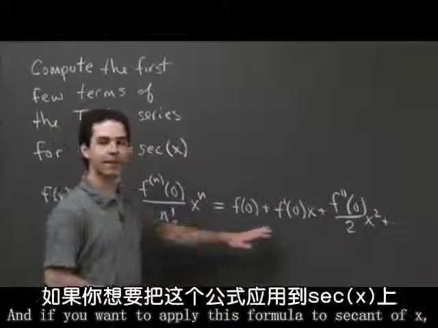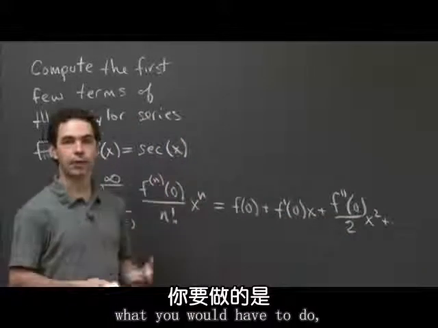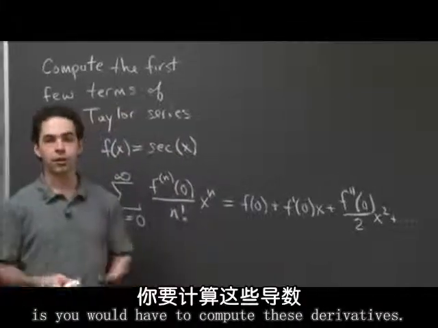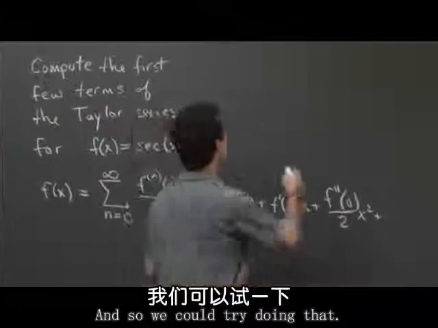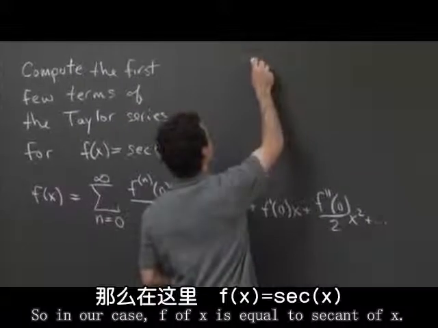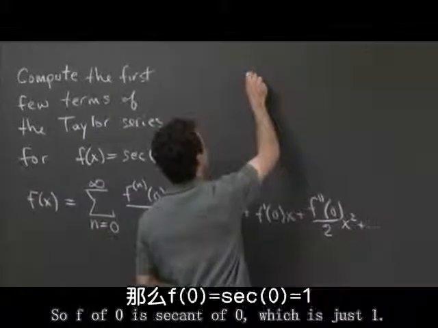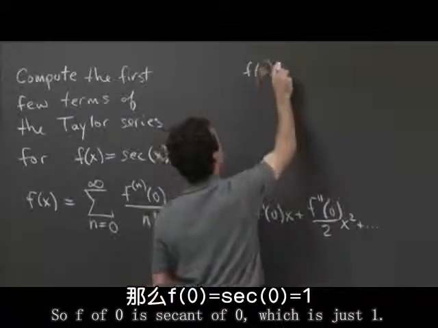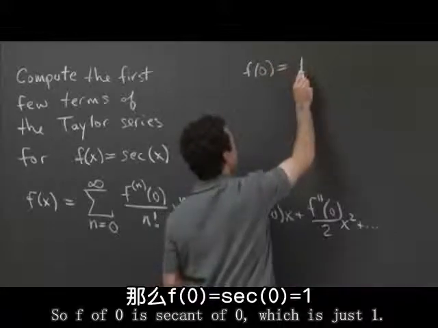And if you wanted to apply this formula to secant of x, what you would have to do is compute these derivatives. And so we could try doing that. So in our case, f of x is equal to secant of x. So f of 0 is secant of 0, which is just 1.